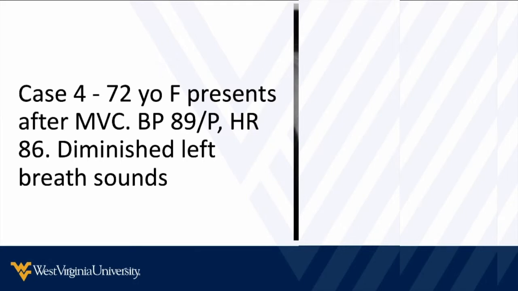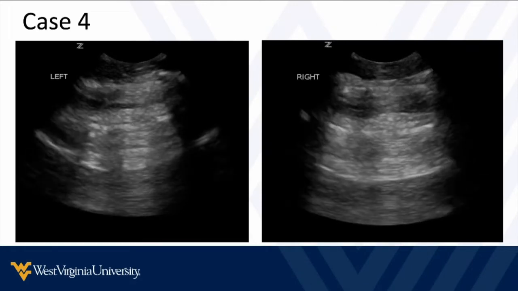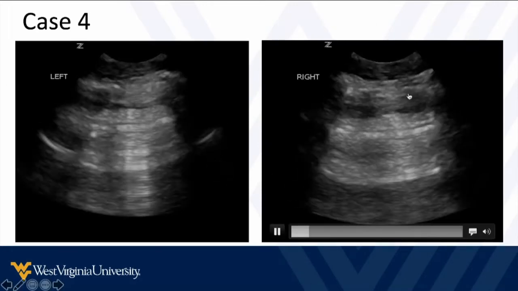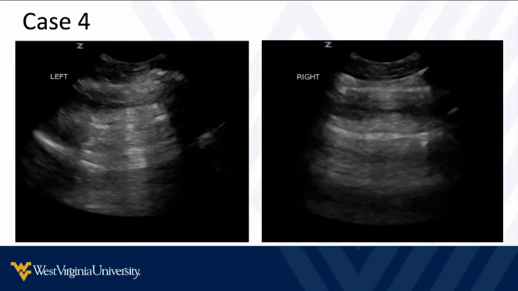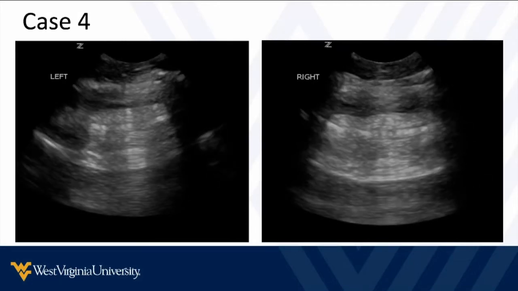So the immediate thought might be she's got diminished breath sounds and she's hypotensive, probably has tension pneumothorax. We got to put in a chest tube. Here's her ultrasound. So on both sides, we can see there is sliding. So this would suggest there is no pneumothorax despite being short of breath, hypotensive, and diminished breath sounds.